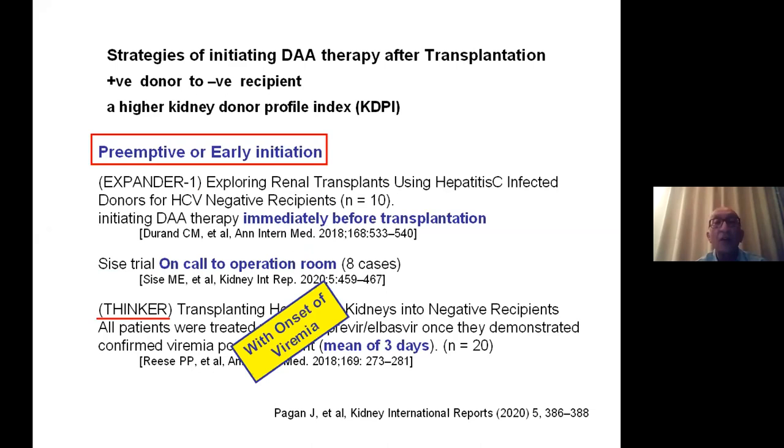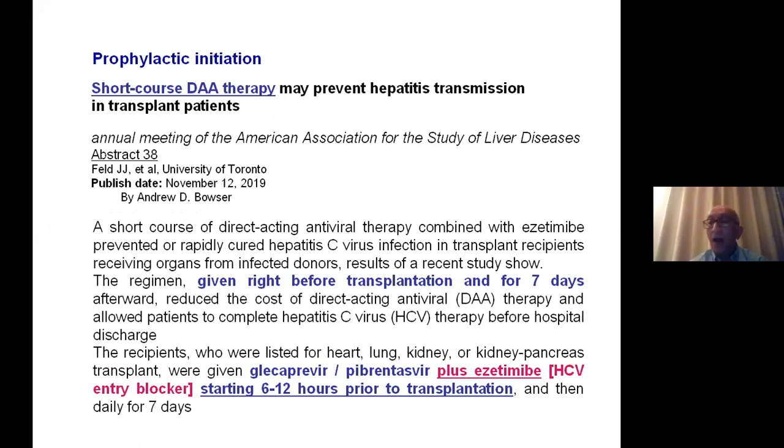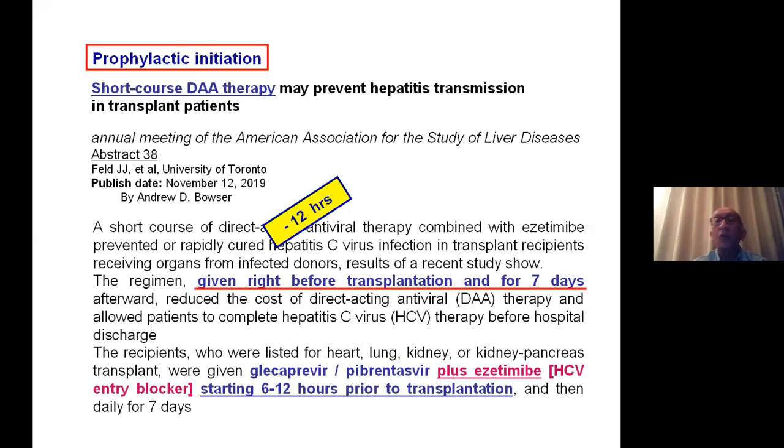Another approach is the prophylactic initiation, which starts the treatment at minus 12 hours. And you can notice that all these are in deceased donor transplantation, where they start the direct acting antiviral not on day zero, but at minus 12 hours. And they consider a very short course of treatment for only 7 days. But in addition to this, they add ezetimibe, which is an HCV entry blocker, one of the host targeting agents. And this is a completely different approach in treatment and a completely different lecture.